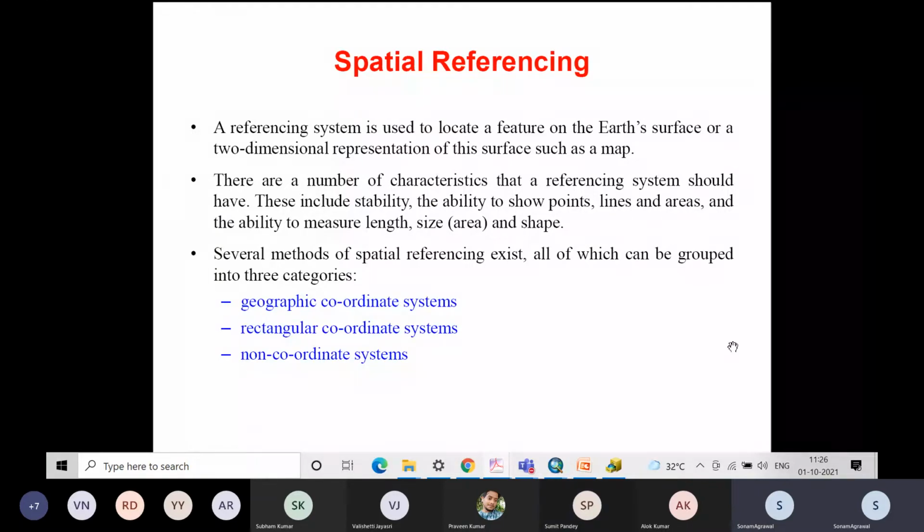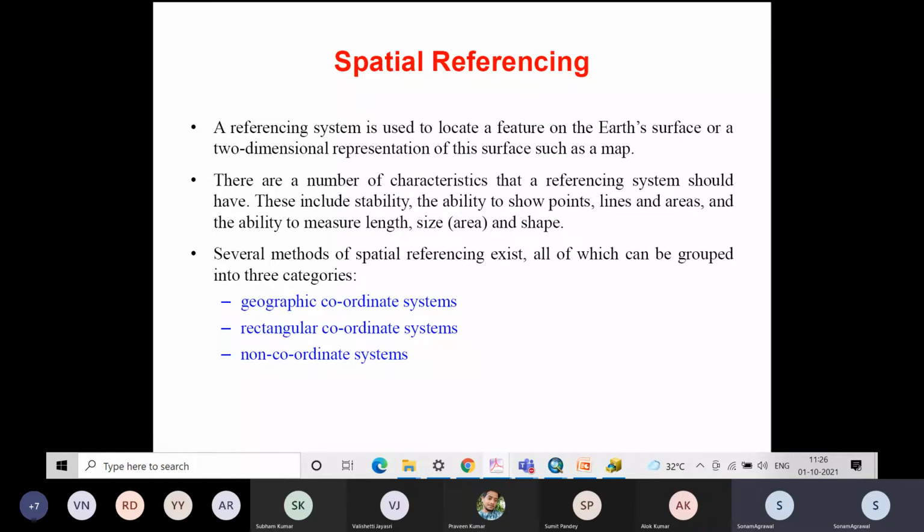Yes, ma'am. Okay. So when we talk about any spatial data, we have to refer to that thing in reference to the Earth's surface. So how are we going to refer to the Earth's surface? We need a referencing system for that. So how can we do spatial referencing? There are three major categories.